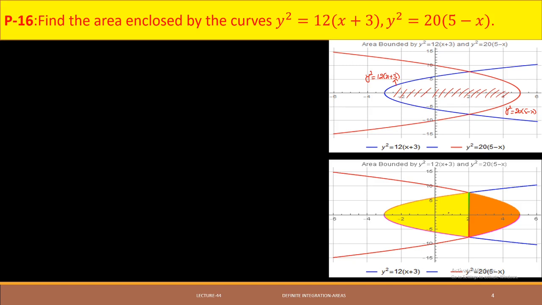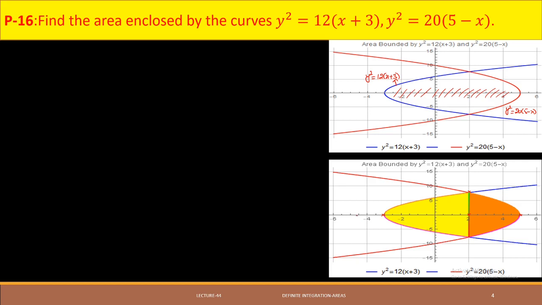This is divided into two parts because the entire area is not under the same curve. From this point to this point, it is under this curve, that is the blue color curve, whereas from this point to this point it is under the other red color curve. Let us find out this point of intersection.